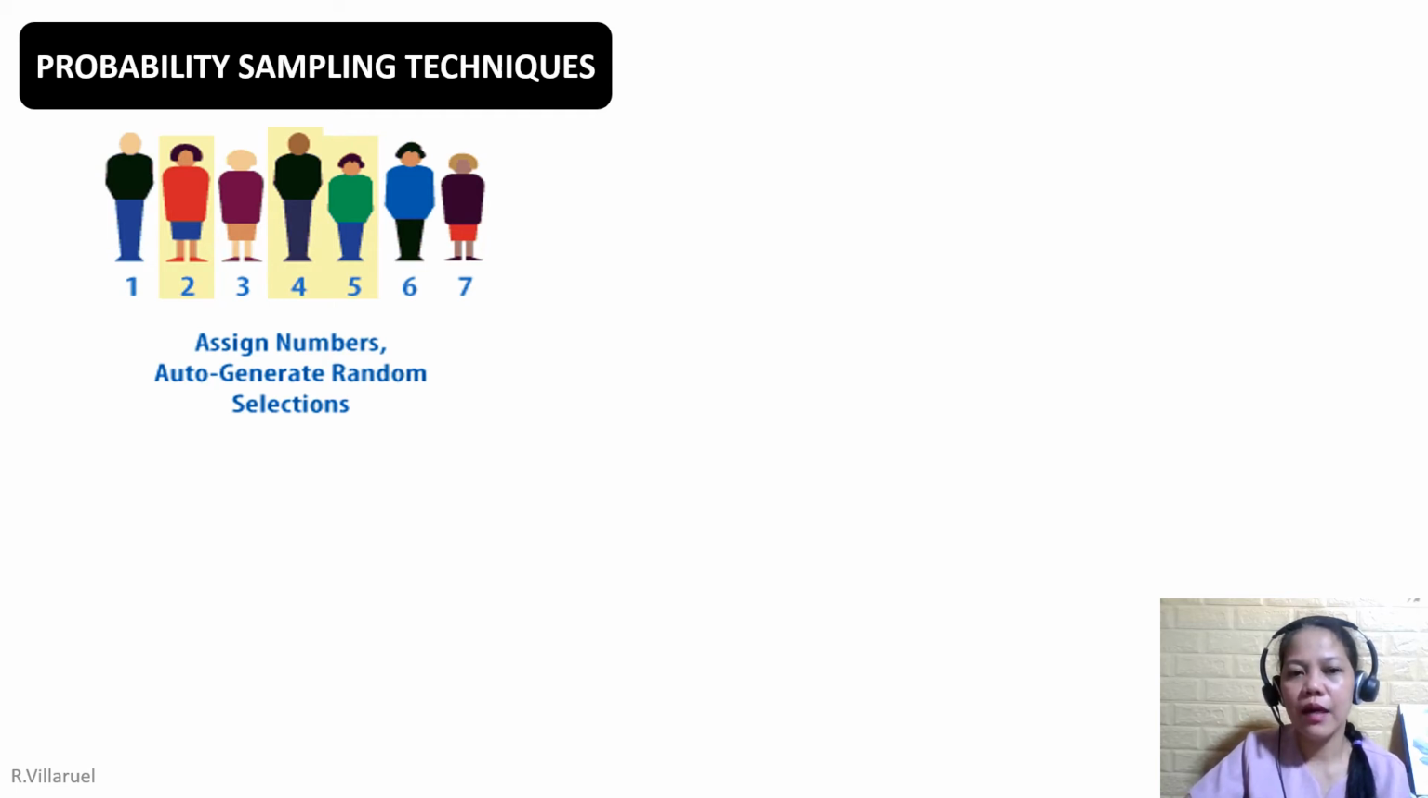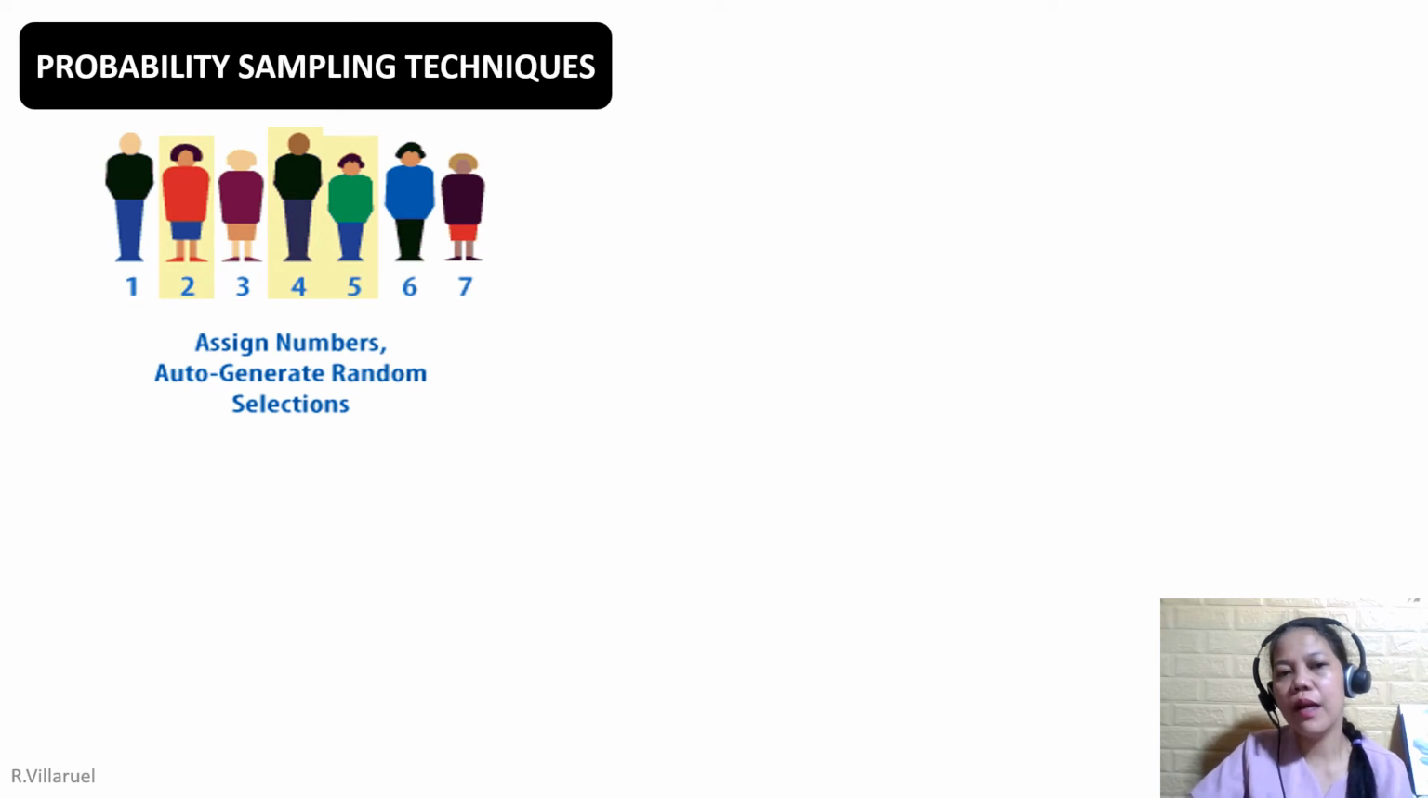Unang-una, whatever the result of probability sampling techniques, you can automatically generalize it to the entire population because the samples are representative of the entire population. So, ang condition lang, kailangan lahat ng members ng target population ay nasa isang listahan. So, merong complete list of all the members of the target population si researcher.